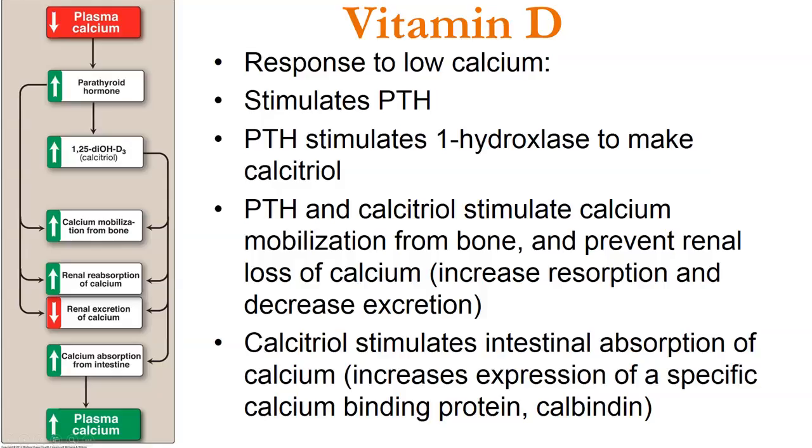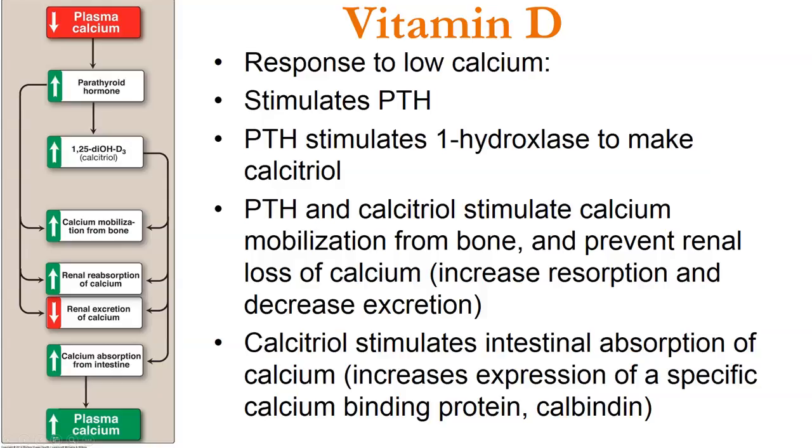Both parathyroid hormone and calcitriol stimulate calcium mobilization from bone, so you'll take some calcium from bone. You'll also prevent renal loss of calcium, so it affects the kidneys to prevent the loss of calcium in the urine. So you'll increase resorption and decrease excretion. Now, ultimately, remember, the vitamin D effects are going to be at the level of gene expression. So these are going to take a little while to have an effect.